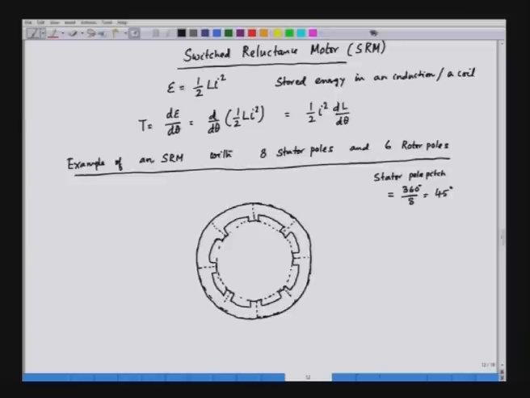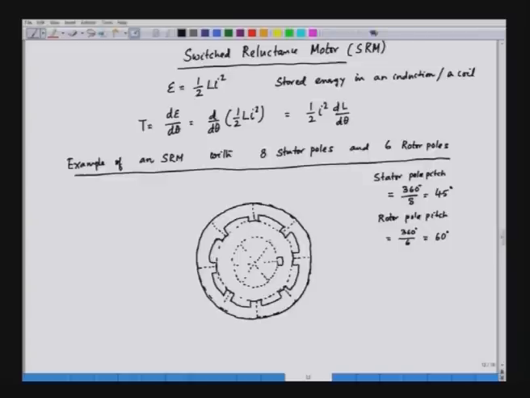Now, let us come to the rotor. The rotor has 6 poles. 6 poles means the pole pitch is 360 by 6. So, the rotor pole pitch here is equal to 360 by 6, that is equal to 60 degrees. So, let us try to draw the rotor poles. The rotor will have a structure here, and we have to have a 6 pole structure. So, we can have the rotor poles like this.